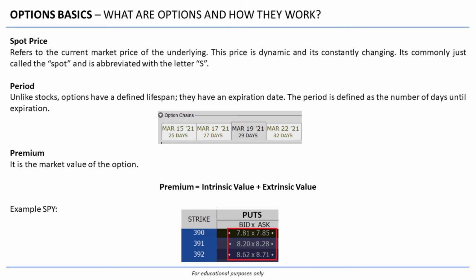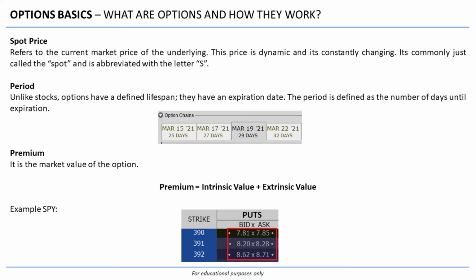The spot price. It refers to the current market price of the underlying. This price is dynamic and it's constantly changing. It's commonly just called the spot and abbreviated with the letter S.